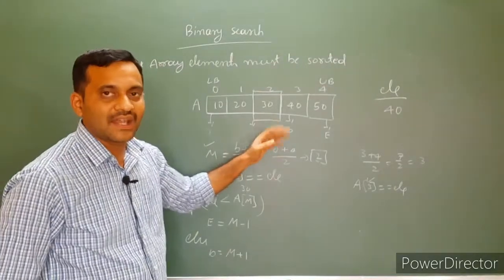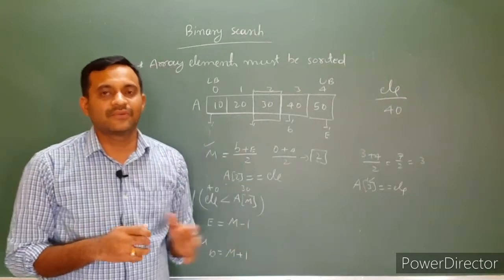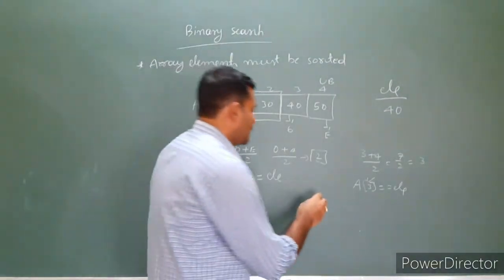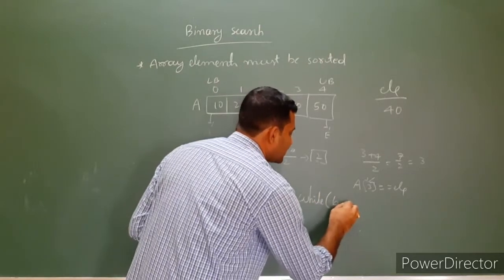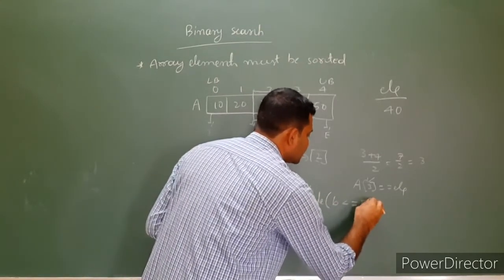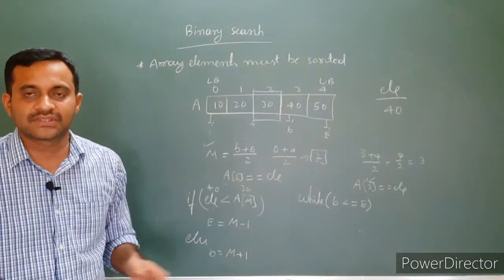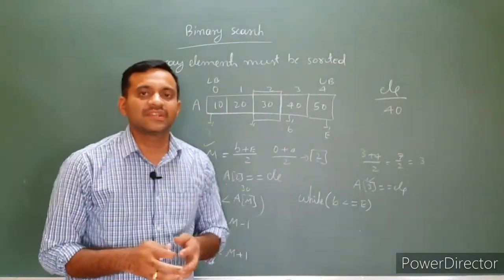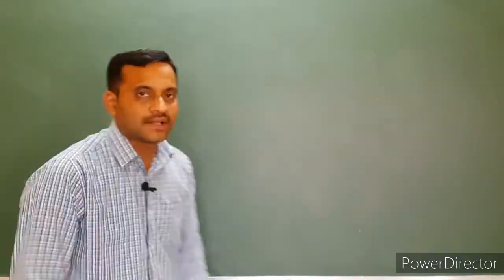Using this technique, again we have to repeat the steps until the element is found, or until beginning is less than or equal to end. Until beginning is less than or equal to end, we repeat the steps. So that is the process in binary search. Let's write an algorithm.